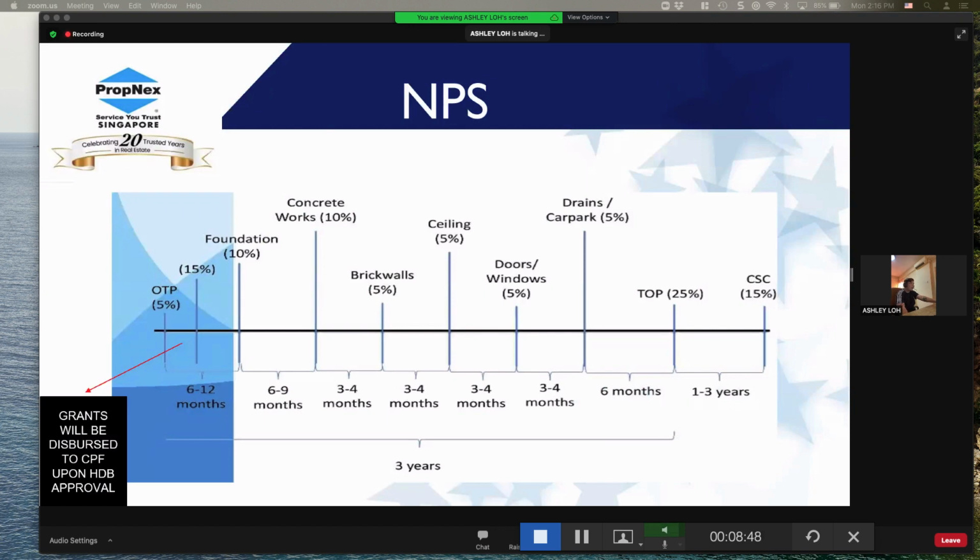If you're eligible for the grants, they will be dispersed to your client's CPF account before the 15%. I say again, from the moment you put the OTP, the 5% down, you have to wait for HDB's approval, correct? After submitting all your documents, HDB approves shortly afterwards. From the moment of approval, within the next few weeks, the grant will already be dispersed into your client's CPF account. So it will be just in time for your 15% exercise. Okay?